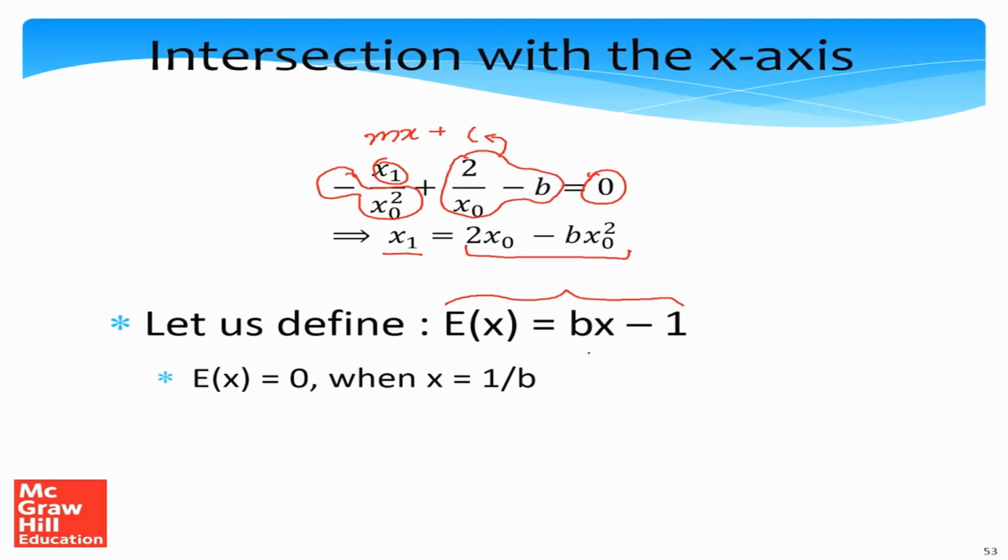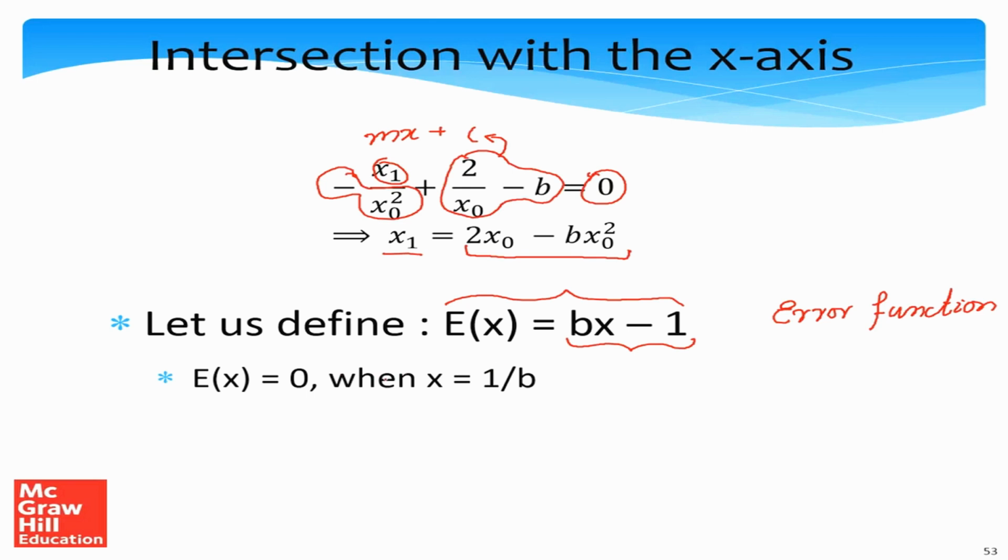Now we are guessing one more function called the error function. The error function is defined like this. Defining these functions is actually an art. For different functions, you need to define them differently. In this case, this is how we are defining them. So the error function e(x) is bx - 1. That's the way we are defining it.